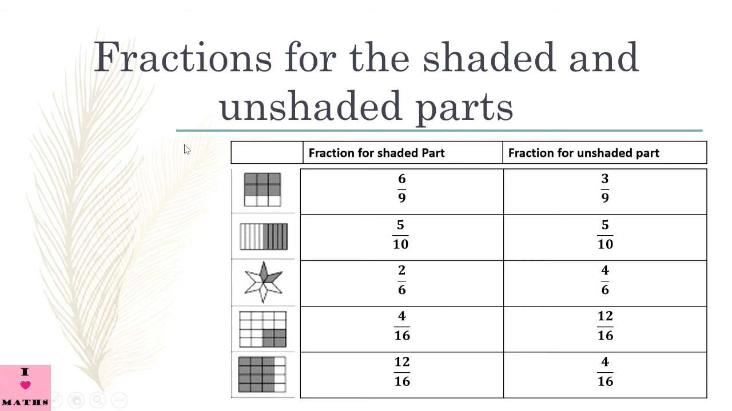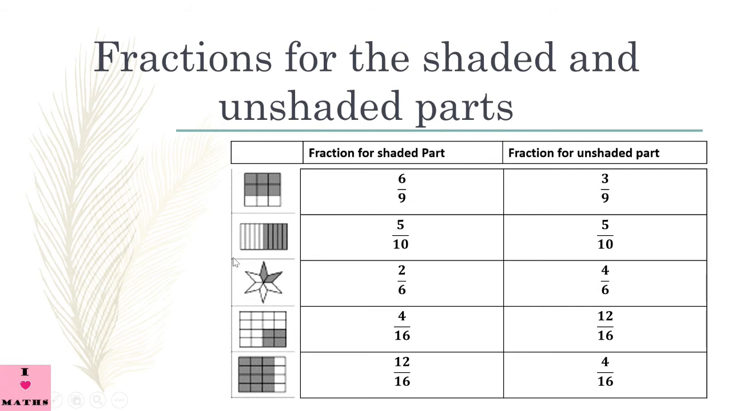Now look at these different figures. Here we are going to write the fractions for the shaded and unshaded parts. Look at the first figure. It has been divided into 9 equal parts. Out of these 9 parts, 6 parts have been shaded. So the fraction for shaded parts is 6 upon 9. Now, if you see, 3 parts are unshaded. So the fraction for unshaded parts is 3 upon 9.